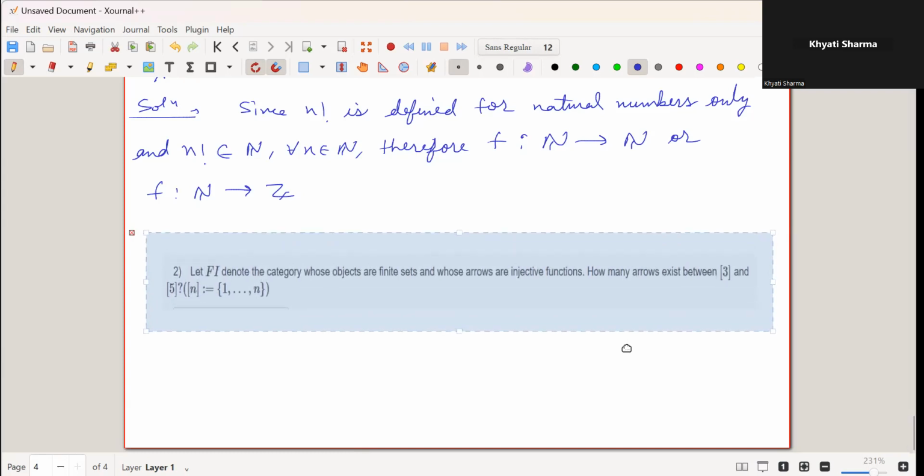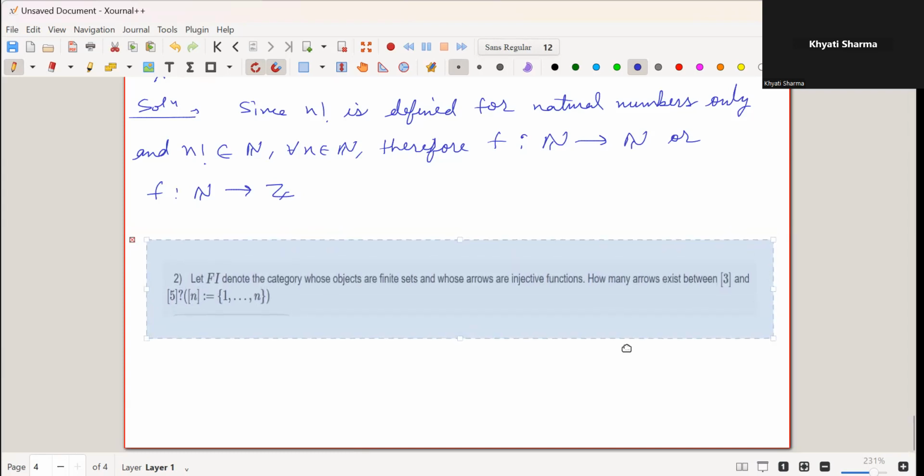So it says let Fi denote the category whose objects are finite sets and whose arrows are injective functions. How many arrows exist between [3] and [5]? So this notation, n inside the square brackets, is the collection of the elements from 1 to n.